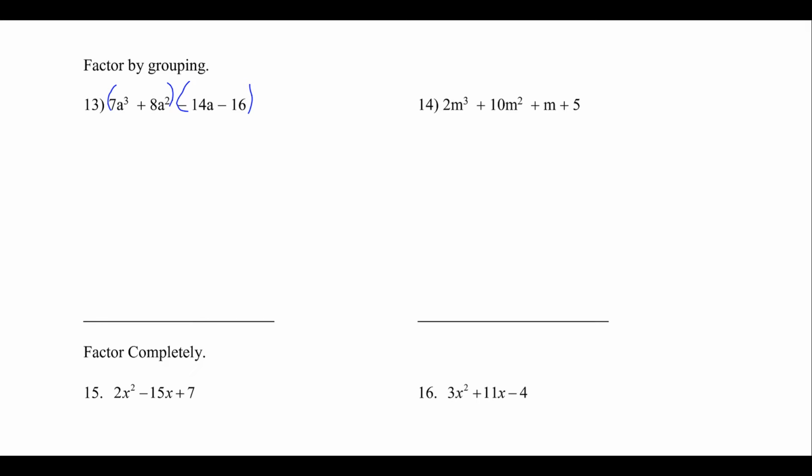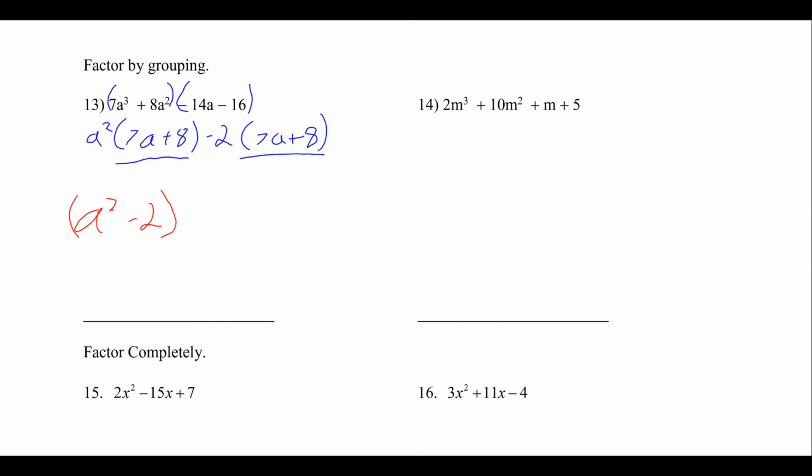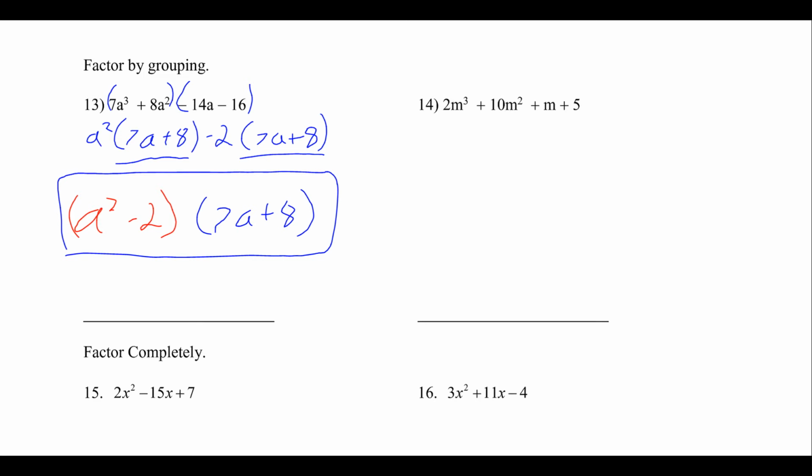Okay, in this first section, we can factor out an a squared. And that would give us 7a plus 8. In the second section, we can pull out a negative 2. And that would give us 7a plus 8. Now, whenever we wind up with the same thing in both of those parentheses, it means that we're moving in the right direction. So we've got a squared minus 2. And then we've got 7a plus 8. And that is our answer.